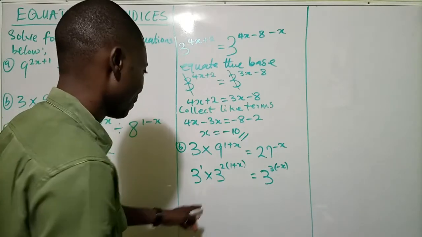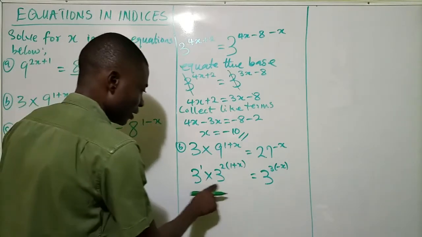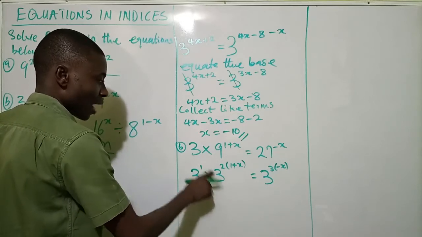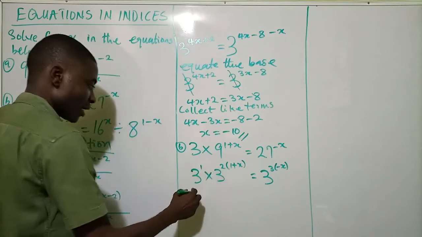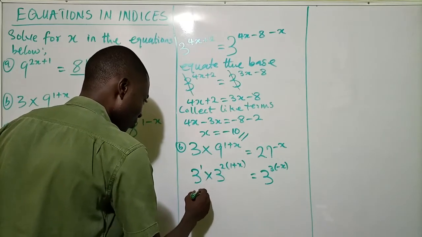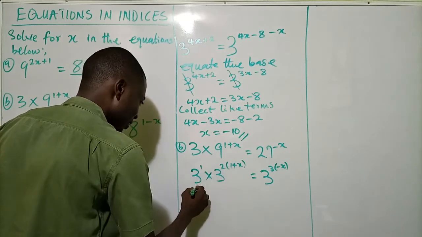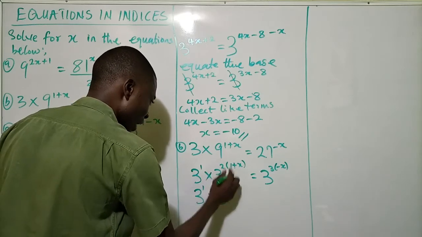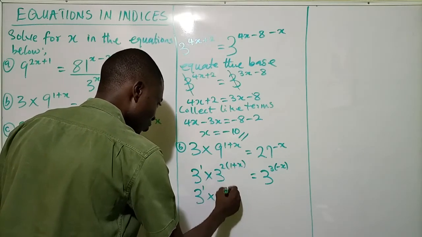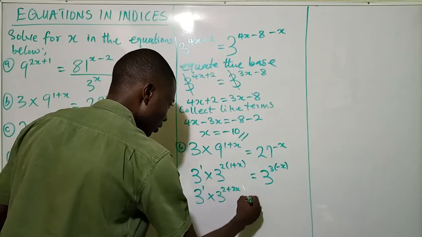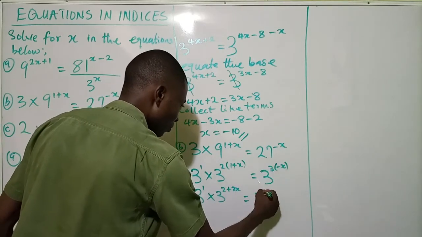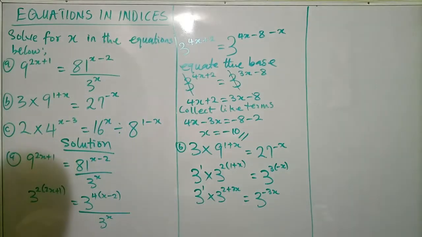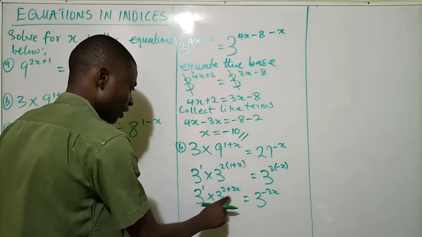Now, what do you do from here? This is apply the multiplication law. He said that if the bases are the same, what happens to the power? We'll add their powers together. So this is saying 3. Now, if I open this bracket, that will be what? Okay, let me do that first. Times 3 raised to the power of 2 times 1 is what? Is 2. 2 times x is what? Plus 2x equals to what? 3 raised to the power of minus 3x. Okay, 3 times minus x is minus 3x. Okay. Now, apply the multiplication law here now.